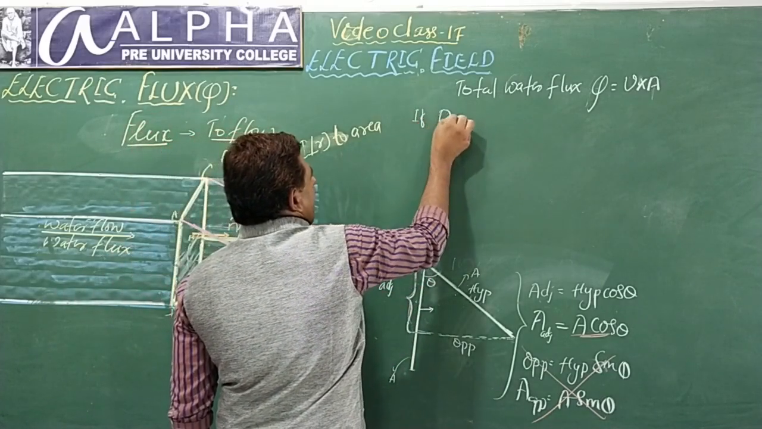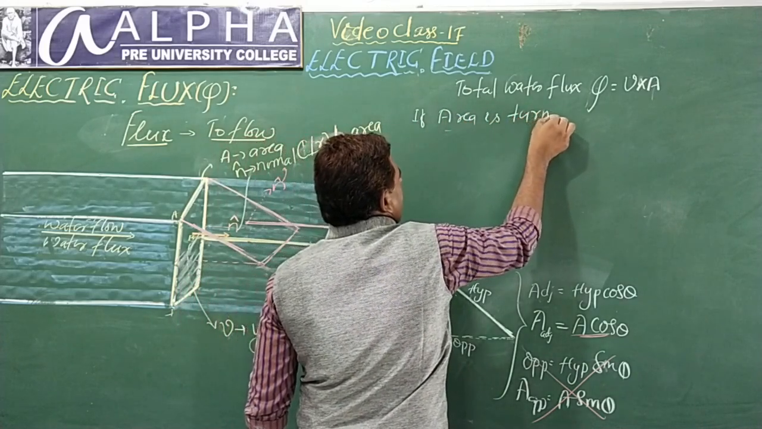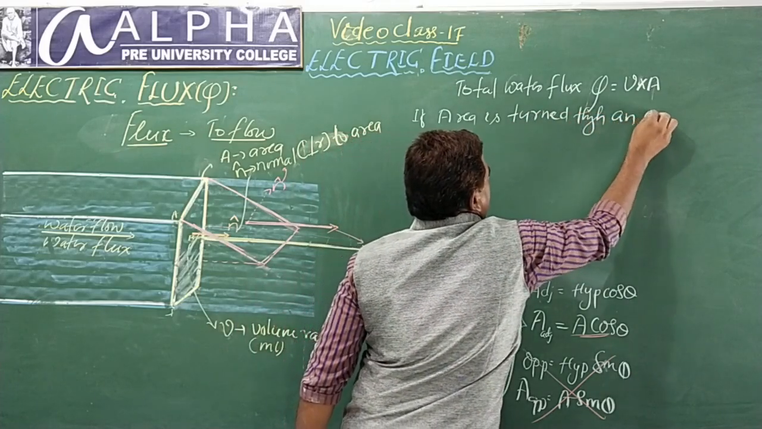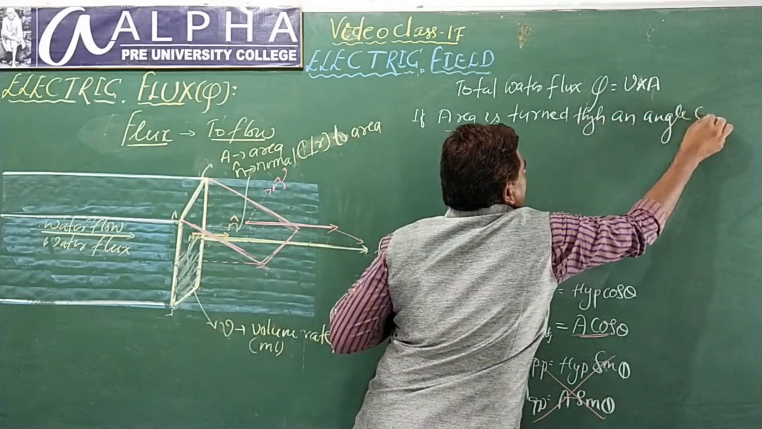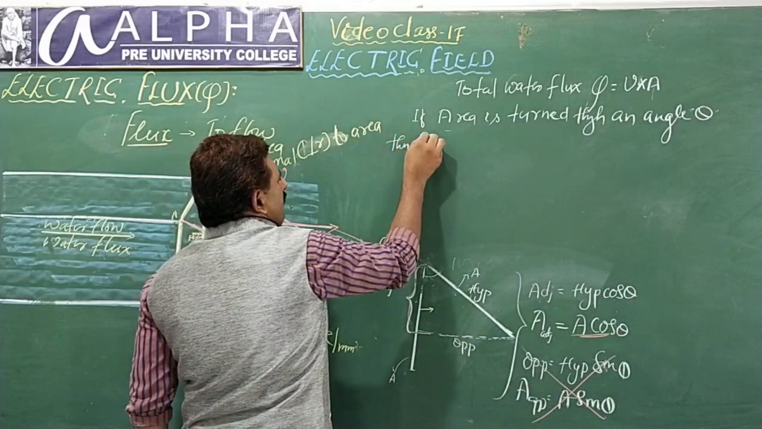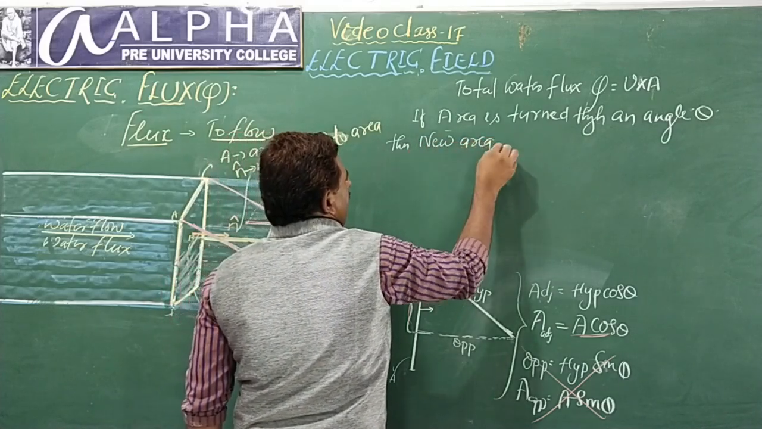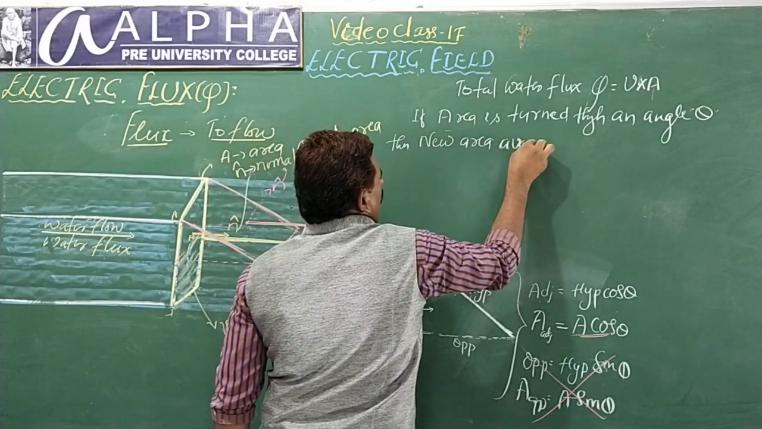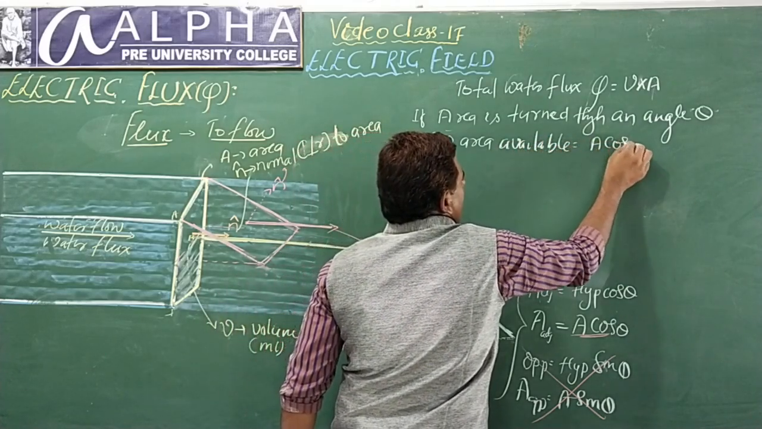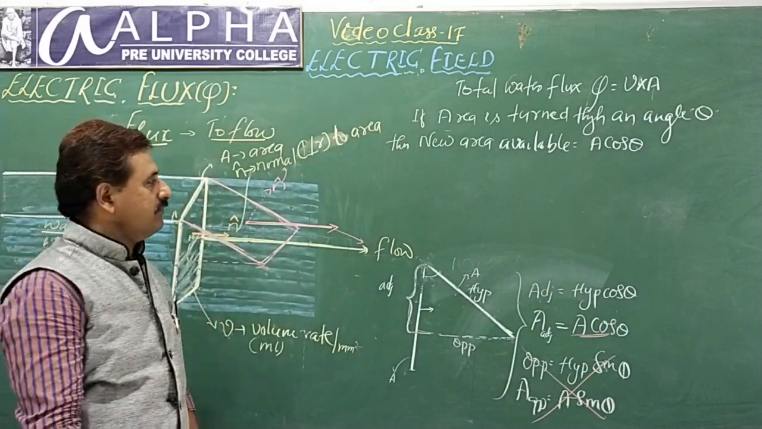If area is turned through an angle theta, then new area available, new area available for flow. What is new area available for flow? A cos theta. A initial value, it is A cos theta.